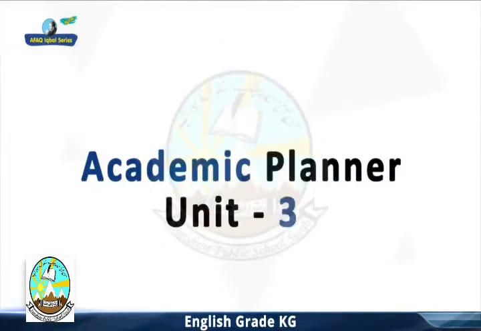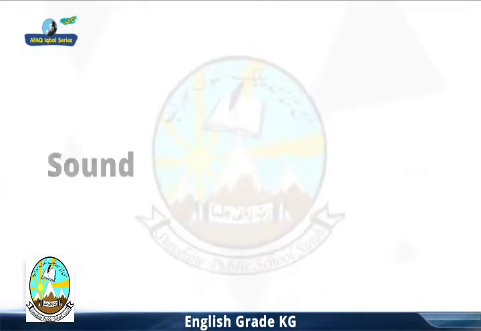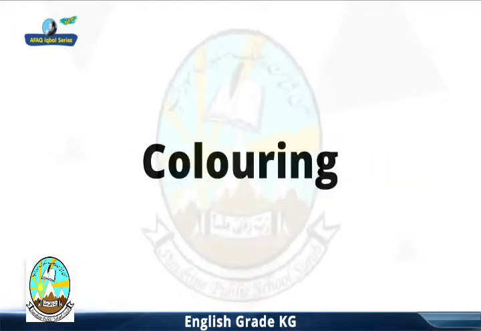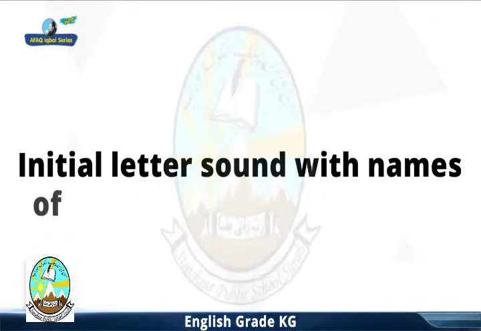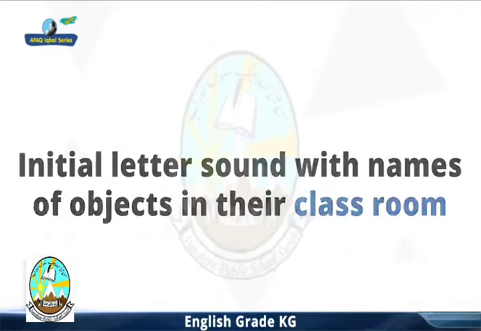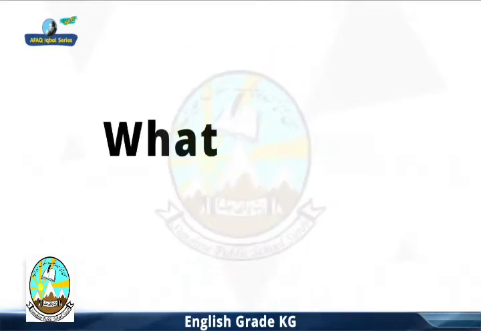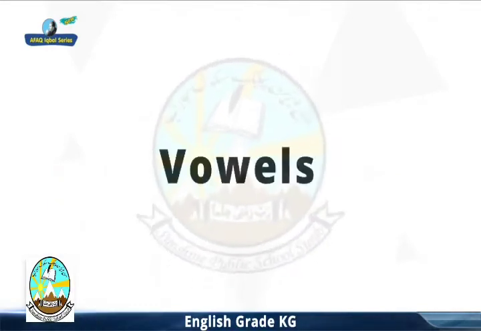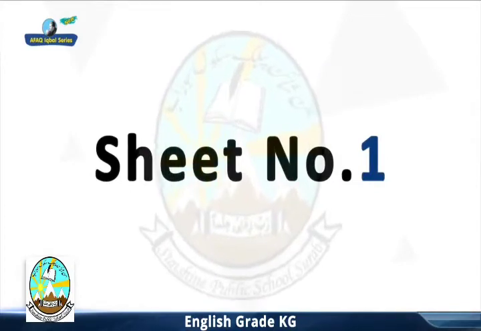Academic Planner Unit 1. Major Concepts. Sounds in the environment. Coloring. Initial letter sound with names of objects in their classroom. Capital and small letters. What comes before and after? Vowels, digraphs.